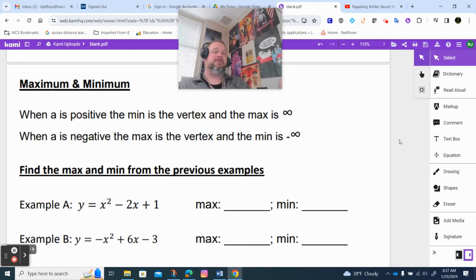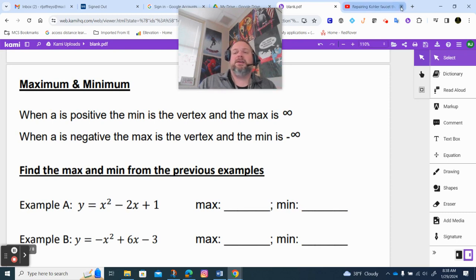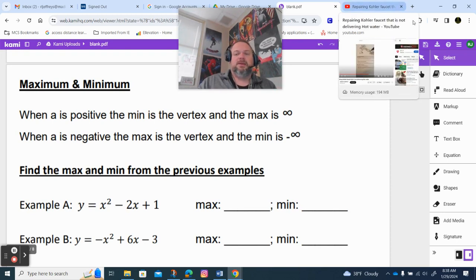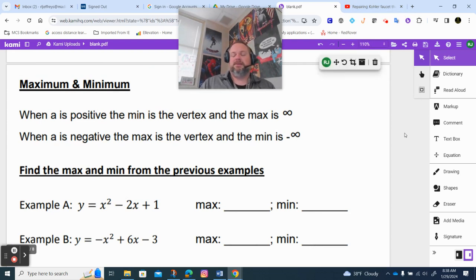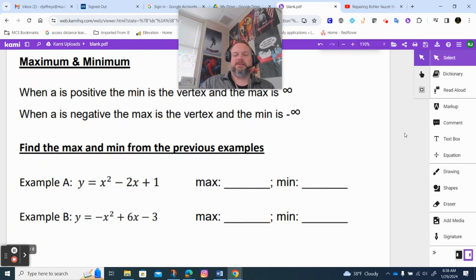Very similar to what we had before. For our max and min, where A is positive, A is positive, the min is the vertex, and max is infinity. All right, so let's look at this stuff.